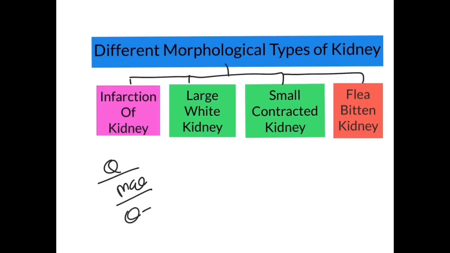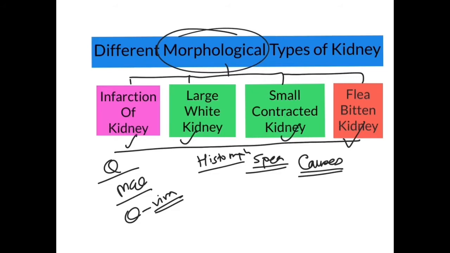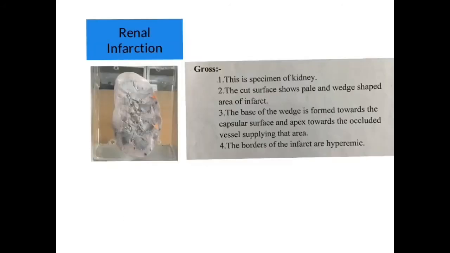This can be asked as a question in the viva, in the examinations, or the kidney can be asked as a histomorphological slide or specimen, that is your specimen in the laboratory. So please remember all these morphological types of the kidney. There are only 4 types: infarction, large white kidney, small contracted kidney, and flea-bitten kidney. All these histomorphological features are very important, because the causes are different in all these 4. So please mug up these causes, or try to remember at least 3 causes of each.